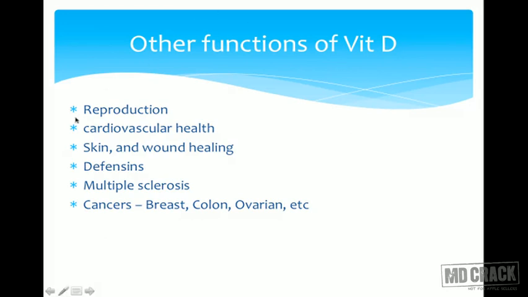Other functions of vitamin D: this is the main function on the intestine, bone and kidney. Other functions include reproduction, where it is supposed to have an effect, cardiovascular health, skin and wound healing, defensins, immunoglobulins, and multiple sclerosis and cancers like breast, colon, ovarian, etc. Everywhere it is because of its action at the level of gene expression. Cancers, as we know, are again because of something happening at the gene level. So vitamin D acts at all these levels and it can help in all these conditions.